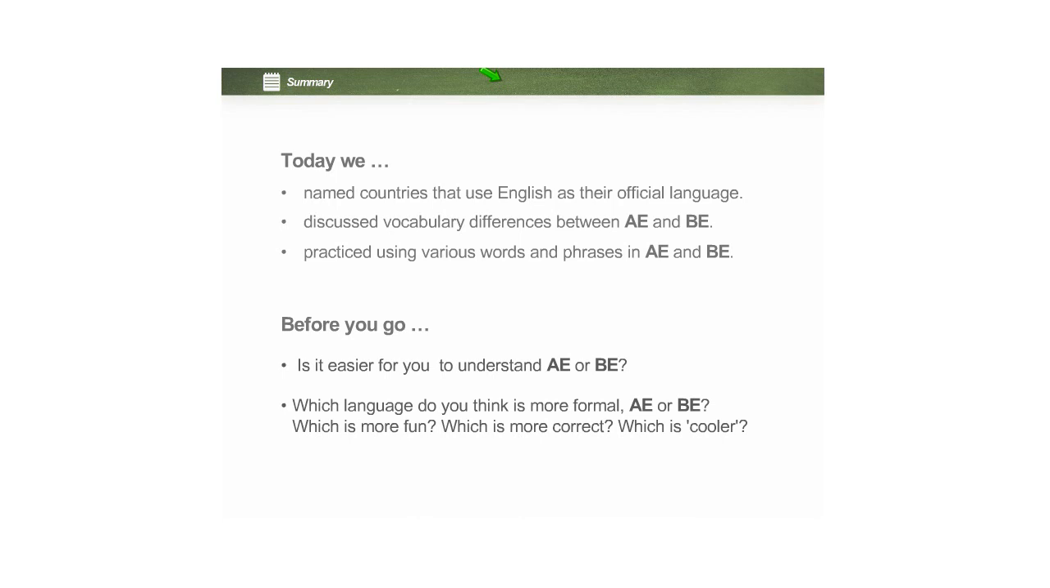Which language do you think is more formal? You all said that the British English was more formal, which it is. Which is more fun? Okay, I think the American English is probably more fun. Definitely the British English is more correct. There's no doubt whatsoever that the British English is far, far more correct. And which is cooler? Well, I'm sure you probably agree that the American English is cooler. But we need to remember we're learning English and the English is more correct.